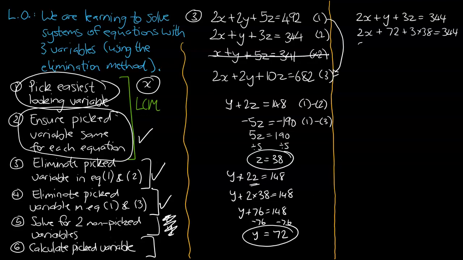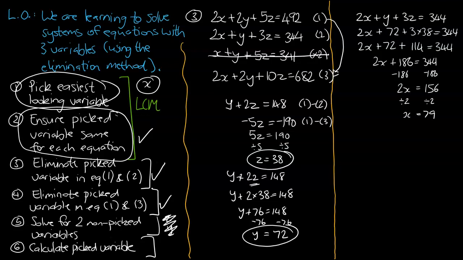Let's do that maths now. So we've got 2x plus 72 plus 114, and that's equal to 344. 72 plus 114, that adds to 186. So we've got 2x plus 186 equals 344. And then we can subtract the 186 straightforward from here. So 2x equals 156, and then our final step, divide by 2, x is equal to 79.